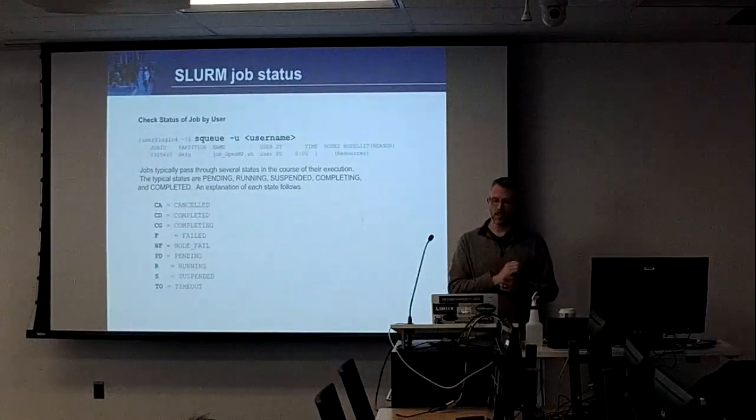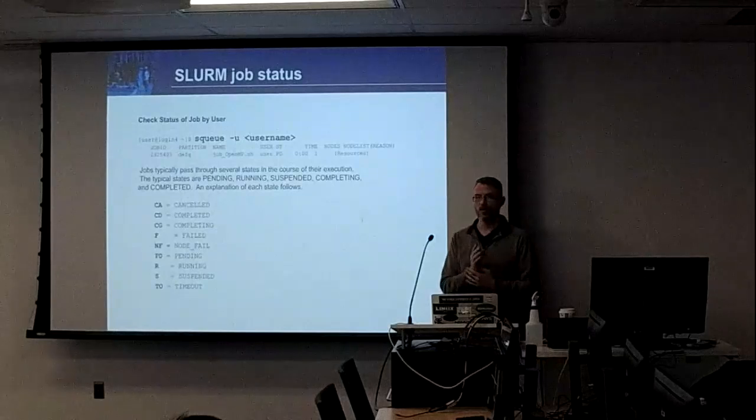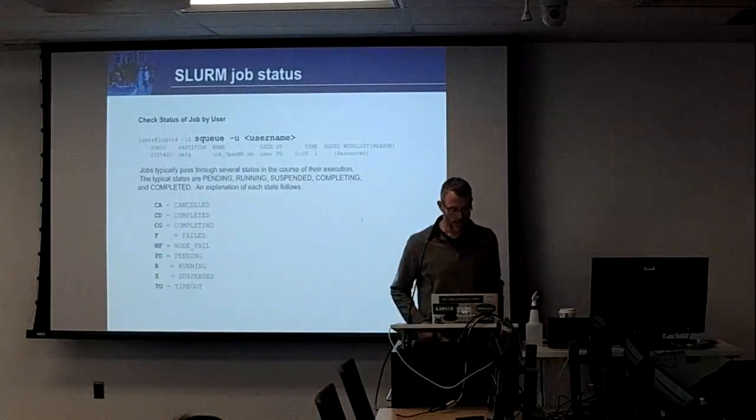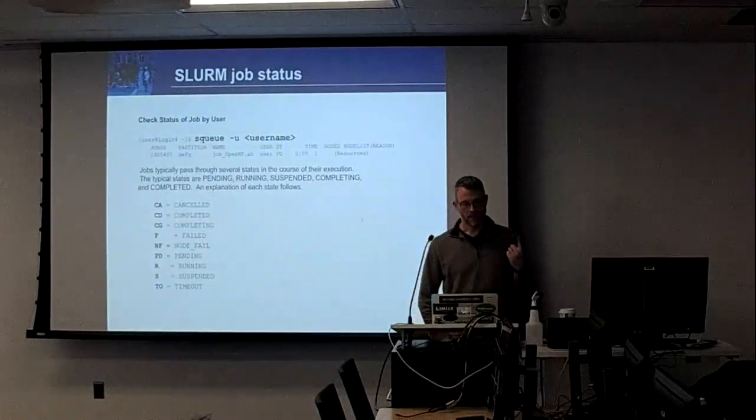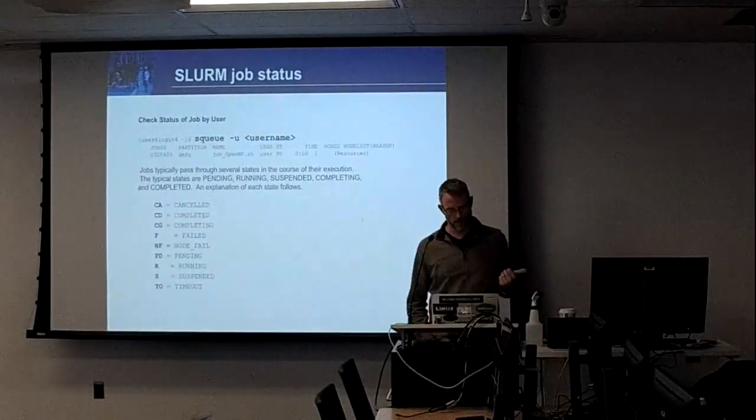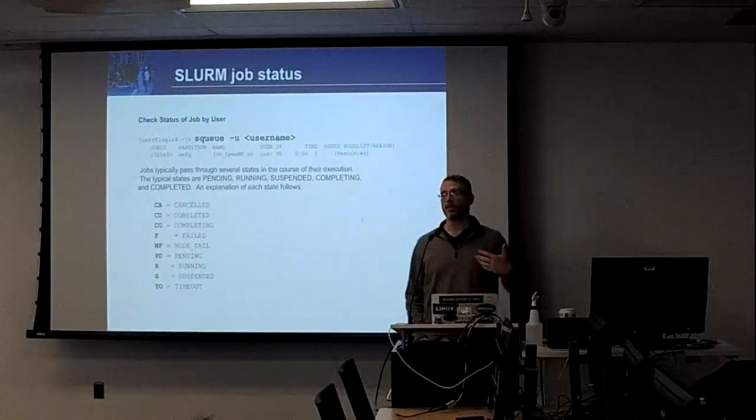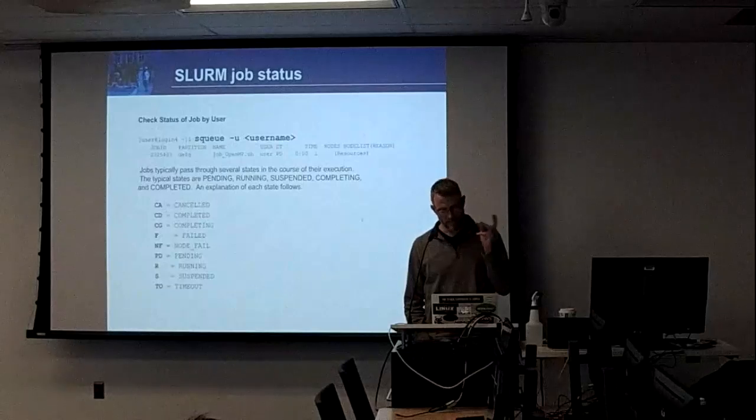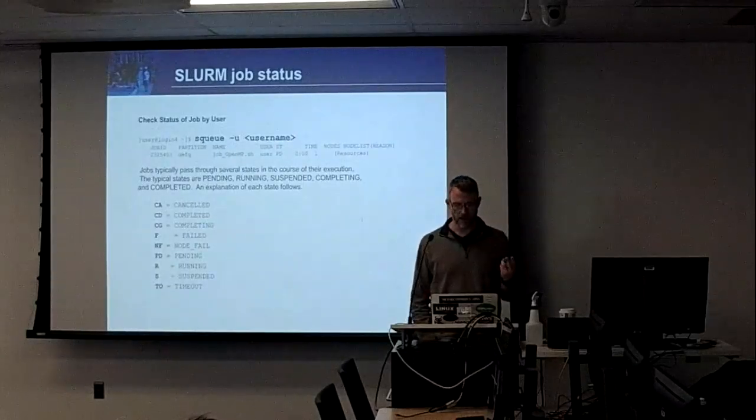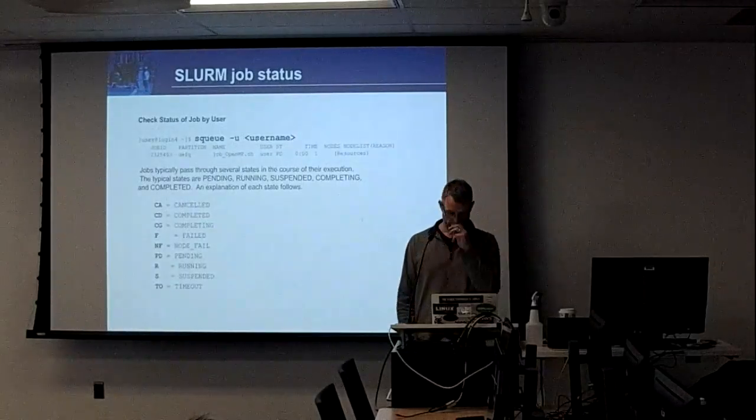The different states are, this is sort of the Rosetta Stone of the somewhat cryptic states that are returned by Slurm. CA is for canceled, CD for completed, CG, a job is in the process of completing, F for failed, node failure, pending, running, suspended, and timeout.